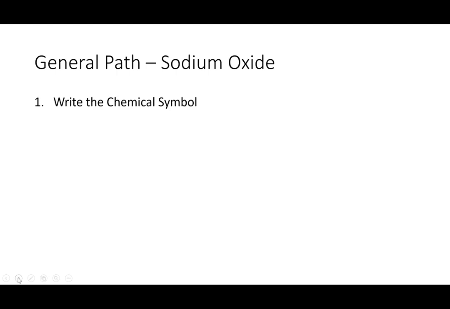So we'll do one more example together, and I've written out the steps in words so that you can see this as I'm doing it. The example we're going to do is up here at the top, sodium oxide. So the first step is to write the chemical symbols. What's the chemical symbol for sodium? That is just Na. What's the chemical symbol for oxide? Well, oxide is oxygen, so the chemical symbol would be O.